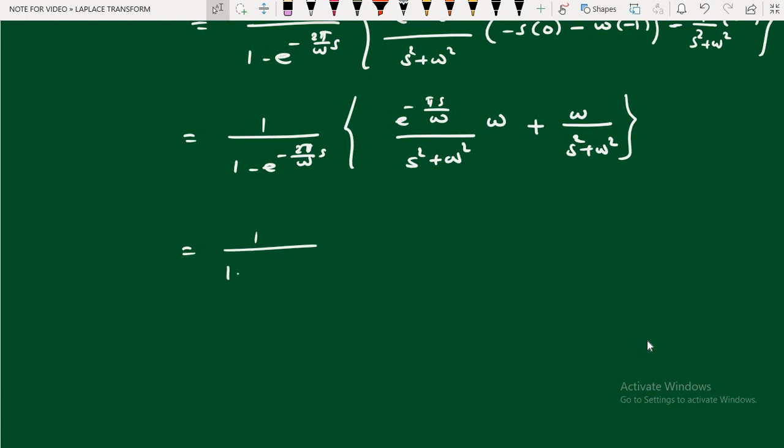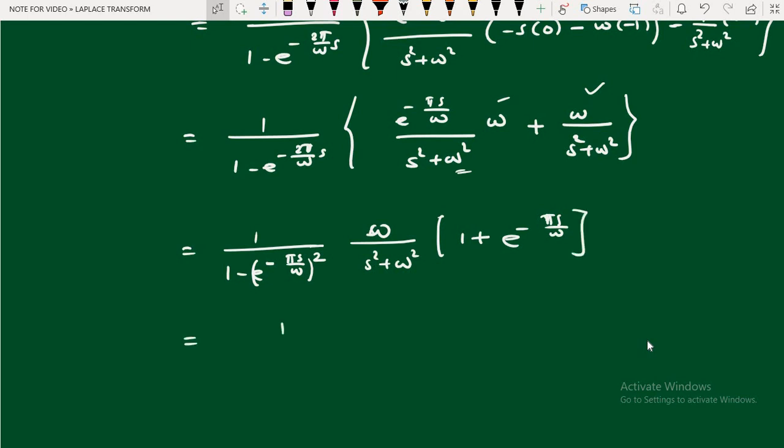You take it outside. 1 minus e power minus, and before that I am going to write this as e power minus 2 pi s by omega, which can be written as e power minus pi s by omega whole square. As per our previous problems, I take the 2 to the whole power and take omega by s square plus omega square outside. So the remaining term is, I will write the first term 1 plus, and here omega, this term has gone outside, so we are having e power minus pi s by omega.